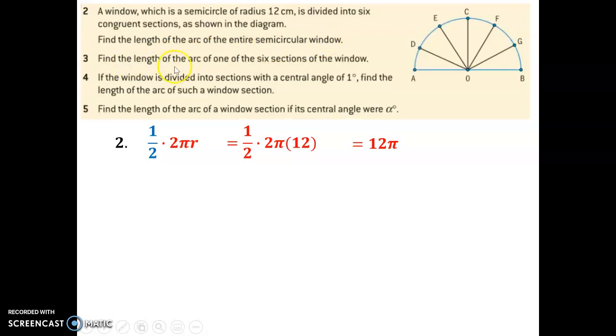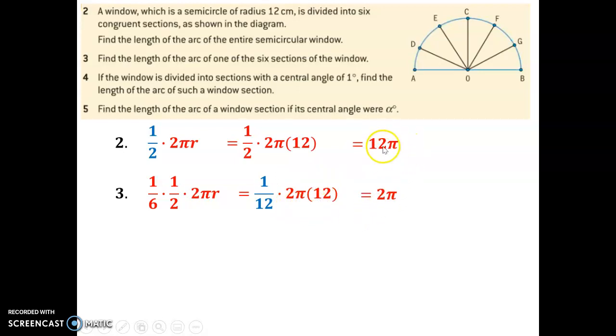Okay, let's look at 3. Find the length of the arc of one of the 6 sections of the window. Just one of the 6 sections, and they're all congruent, remember. Okay, in this case, we know each of these sections is 1/6 of the half. So I just did 1/6 times half, and then that times the circumference. 1/6 times half is 1/12, and that makes sense. If these are each 1/6 of a half of a circle, they are 1/12 of the entire circle. So 1/12 of the entire circumference here gives us a value of 2 pi.